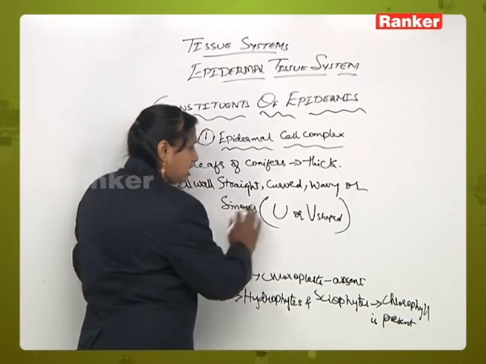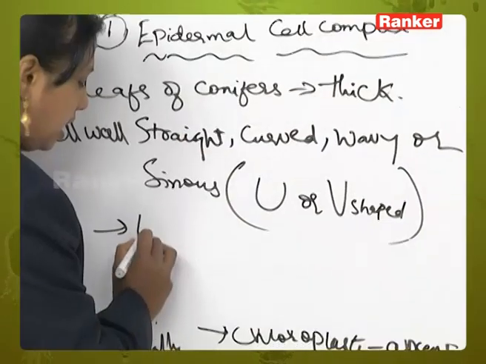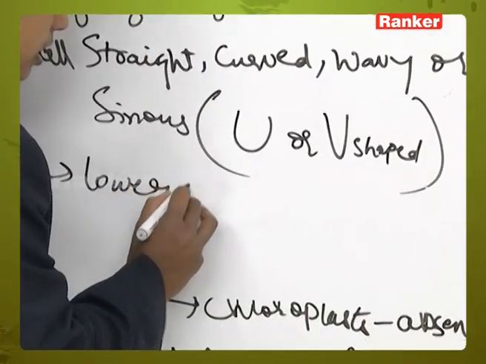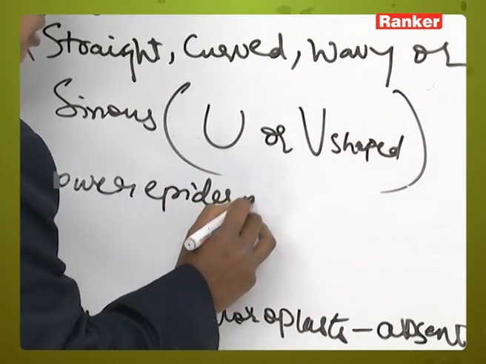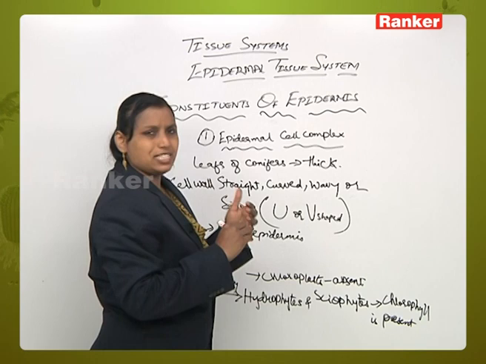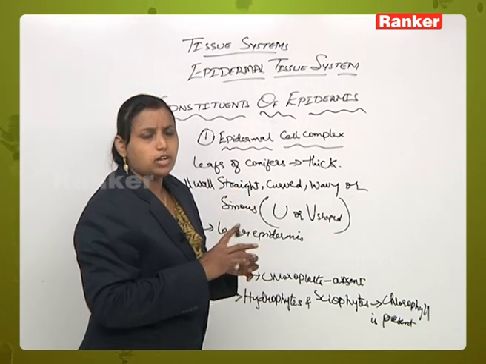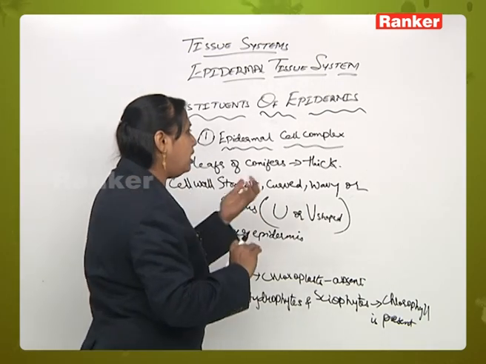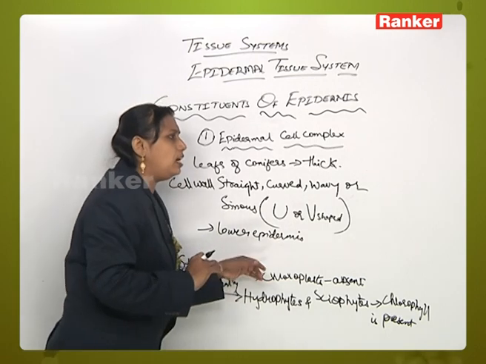Now, when we see the curved nature, normally the curvature is more in the lower epidermal layers. So, there is upper epidermis and lower epidermis. When we say that the cell wall may be curved, the curvature may be seen more in the lower epidermis when compared to the upper epidermis.